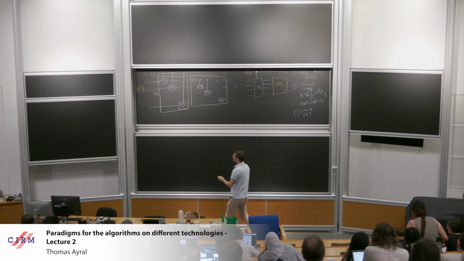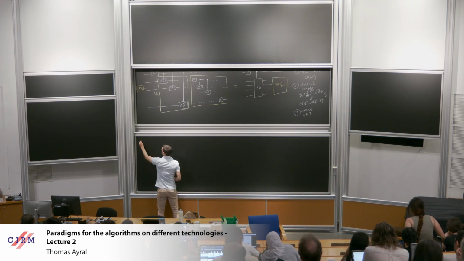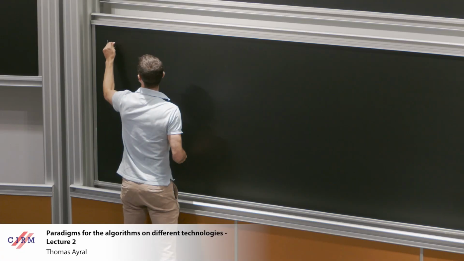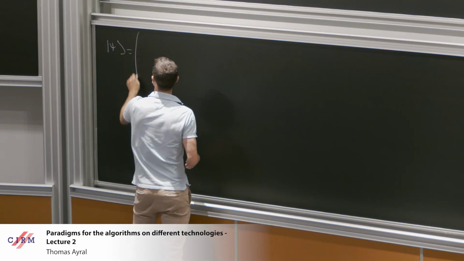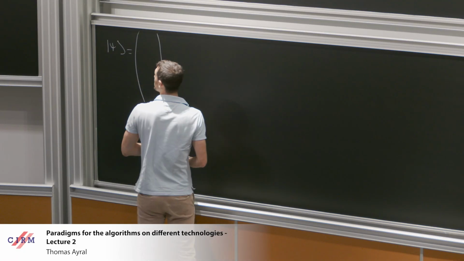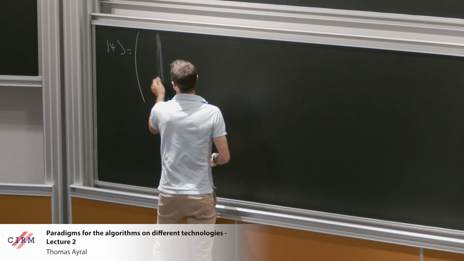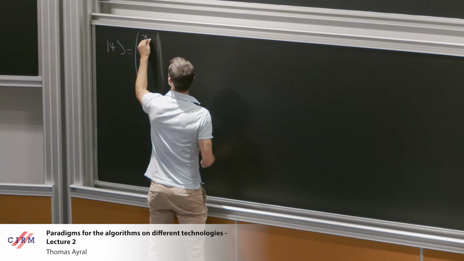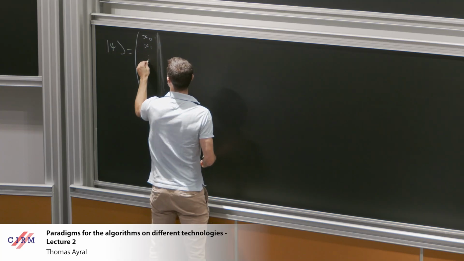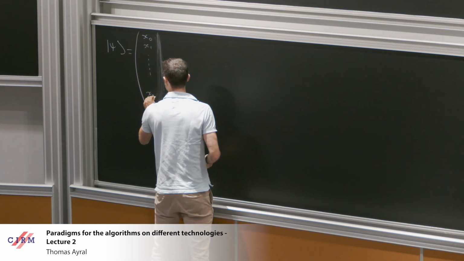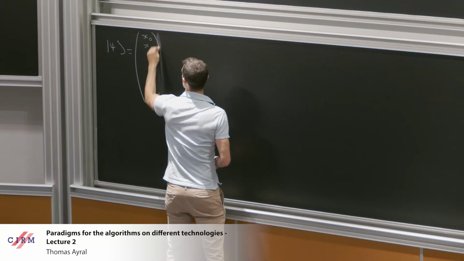So the way I would represent my wave vector psi at the beginning would be a big vector with amplitudes. And so these amplitudes I can label. So either I say it's x0, x1 until x_{N-1}. That's one way of saying things.